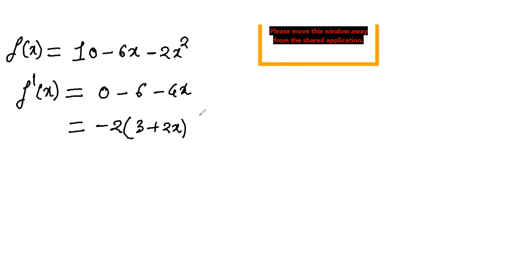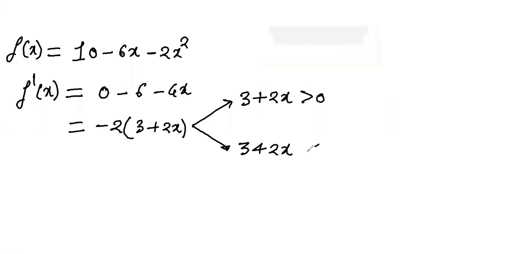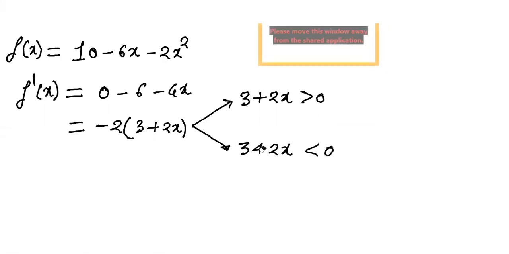Now it may be two types of values. How? Either 3 plus 2x is greater than 0 or 3 plus 2x is less than 0, isn't it? Either 3 plus 2x will be positive or 3 plus 2x will be negative. Okay? If 3 plus 2x is negative, what does it mean?